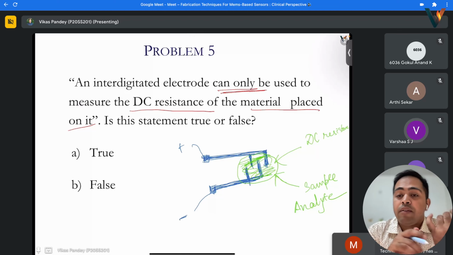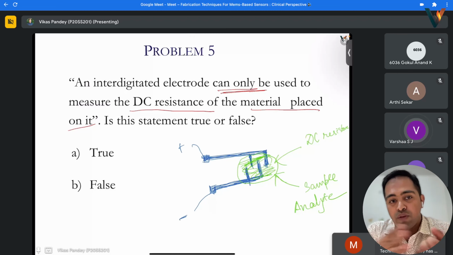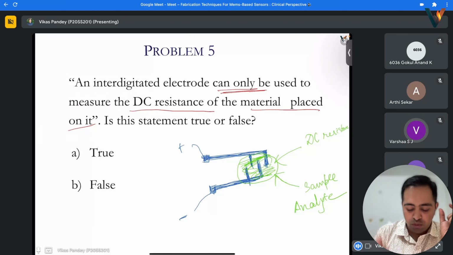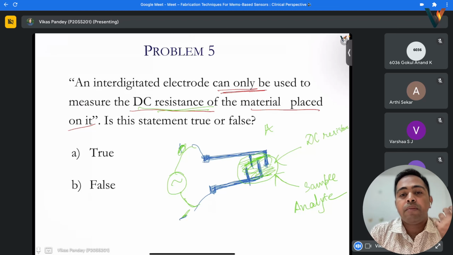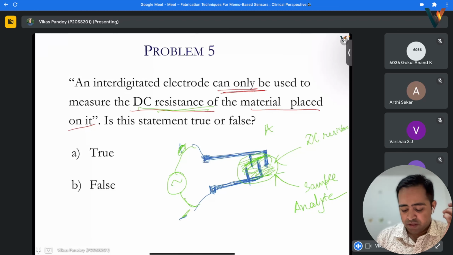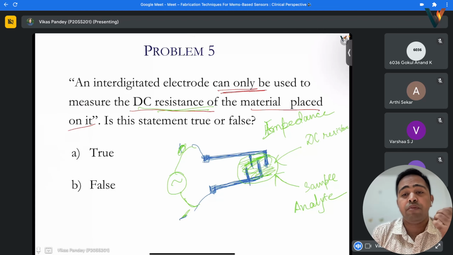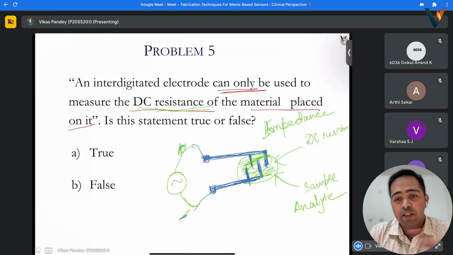Okay. So by applying an AC voltage, we'll be able to find the impedance also. So it is not limited to DC resistance. We can even go for using an AC here. Instead of putting plus and minus, we put an AC here, and we can measure the impedance, the change in impedance. Okay. And in case of analytes, where we have a lot of factors playing a part, impedance is more relevant.